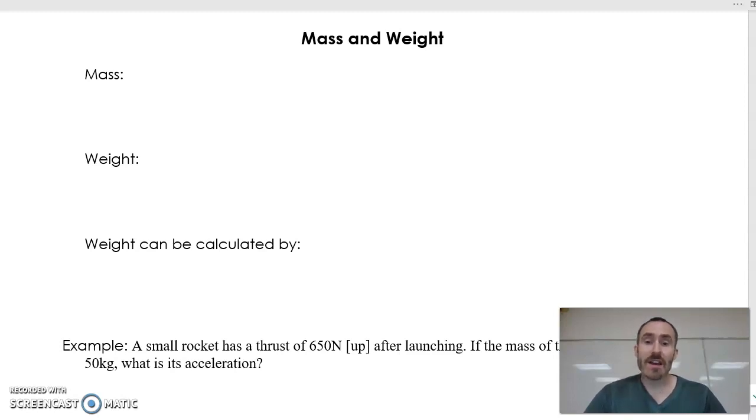So mass is how much stuff there is, how much matter there is in an object. So you can think of it like this. Think of the periodic table. I am made up of a certain number of atoms of carbon, oxygen, hydrogen, etc. And all of those atoms have a certain atomic mass, right? And so we should be able to just take those atomic masses, multiply by the number of those atoms that are in my body, and find my mass.